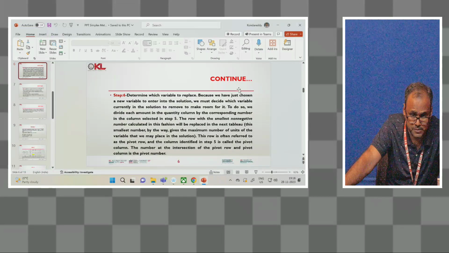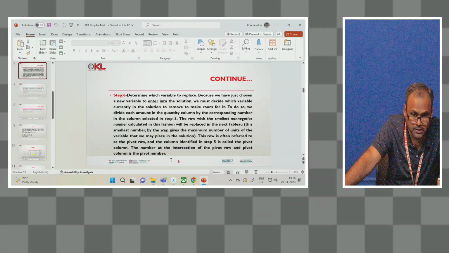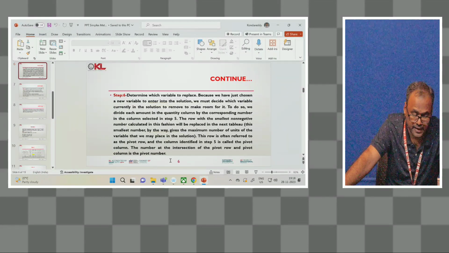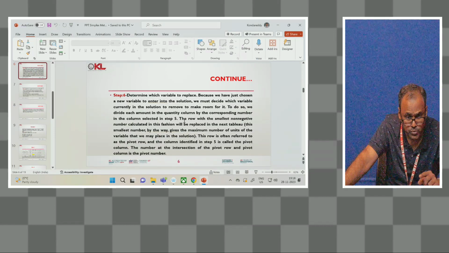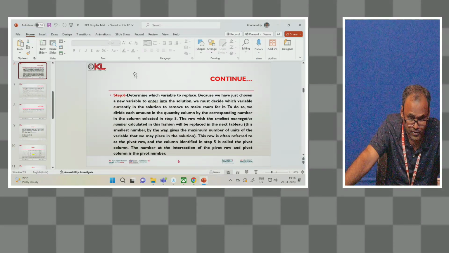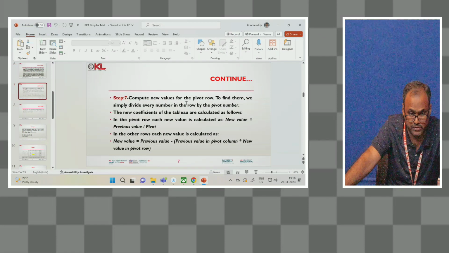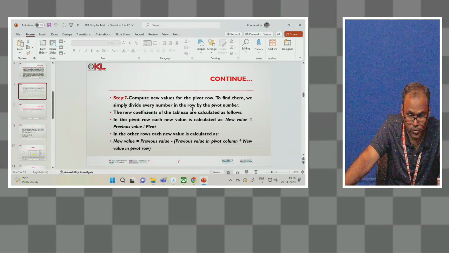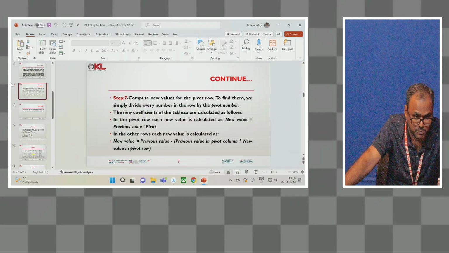So the next one is step 6, and in continuation of the last step we have to determine which is to be excluded. Once we are going to include something, the system is already existing. The existing information should be excluded to incorporate some additional information. So we have to decide which is to be included and which is to be excluded. That can be done by the following procedures explained in step 6. Then followed by step 7, compute the new pivotal row, which plays a vital role in deciding what is to be included and excluded further.